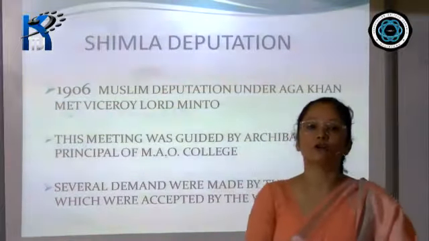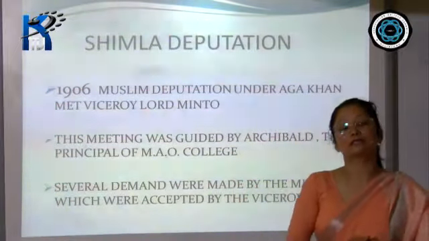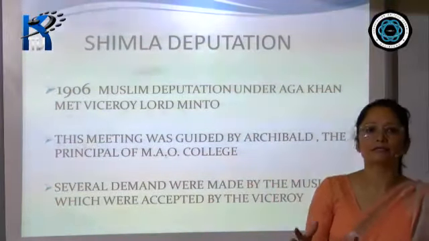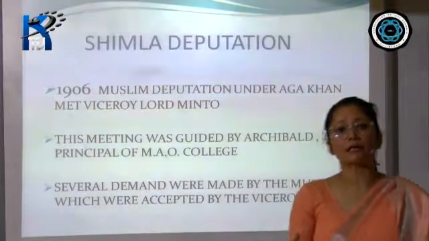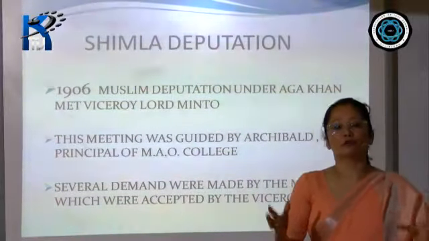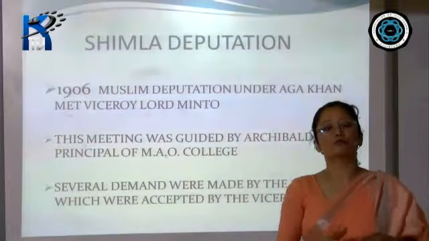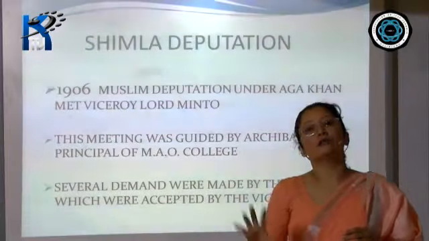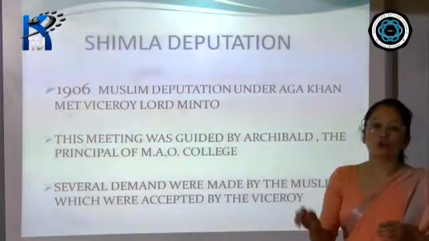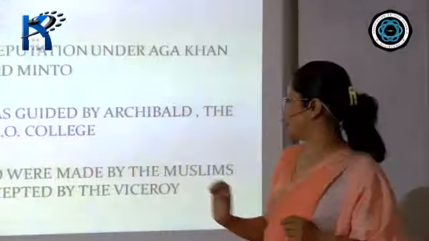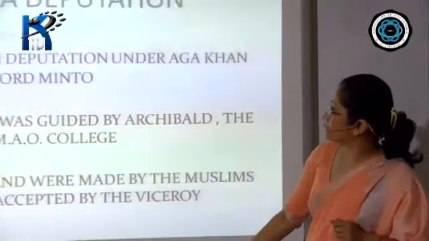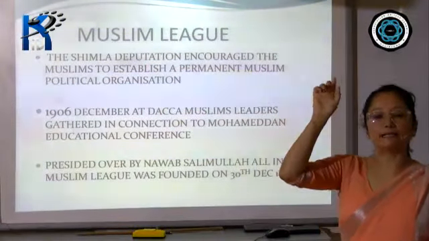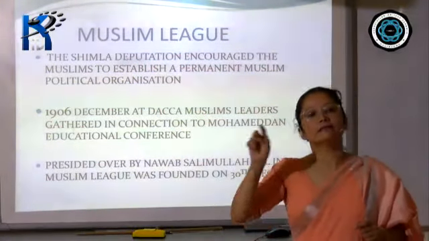They also asked for the establishment of universities, especially for the Muslims. These were some of the demands. So they had a nice meeting, and the parting was also very good. Lord Minto assured them that he was going to fulfill all the demands. This entire deputation took place in October 1906. After the Shimla Deputation in October 1906, what happened in November and December?